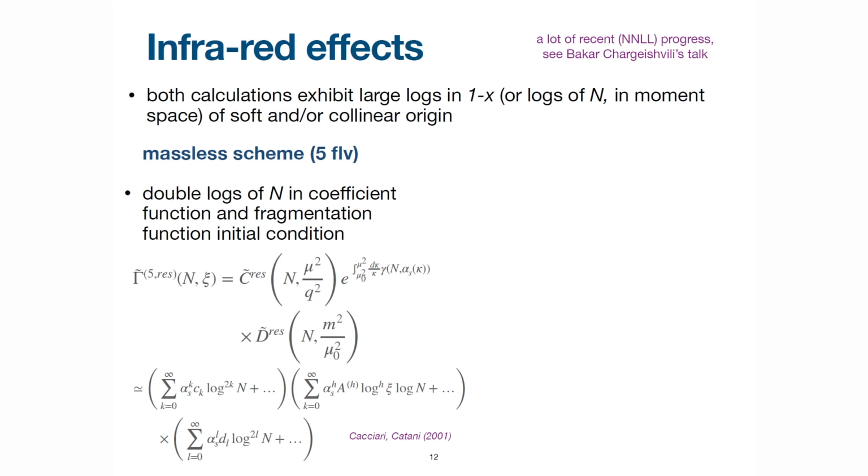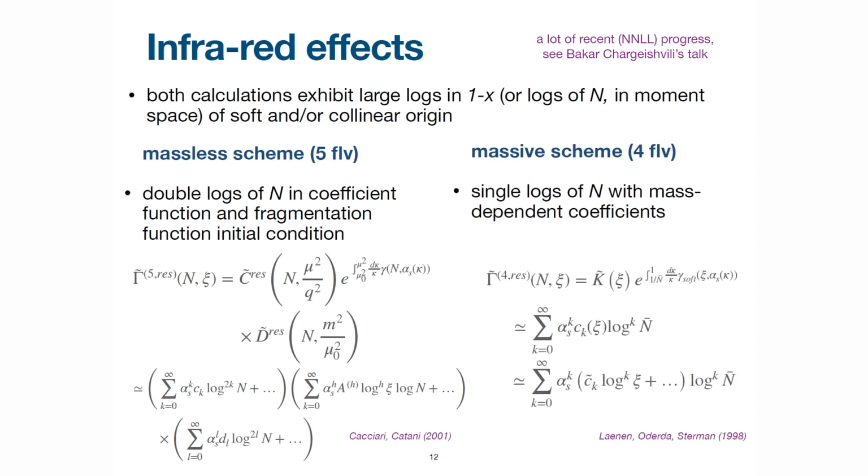And what is the structure? C and D, they have double logs of N to every order in perturbation theory. C is not a surprise because it's computed purely massless, and so you have double logs. D, you have to do the calculation, but you find double logs. And DGLAP evolution in MS-bar only has the cusp as the coefficient of a single log of N to any order in perturbation theory.